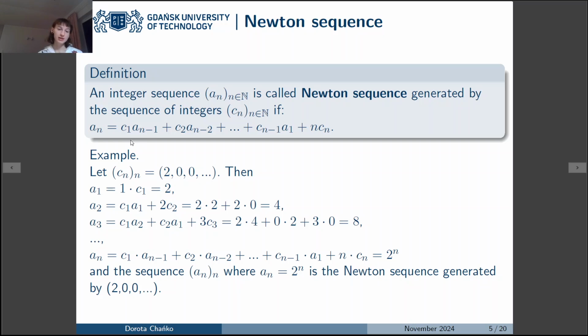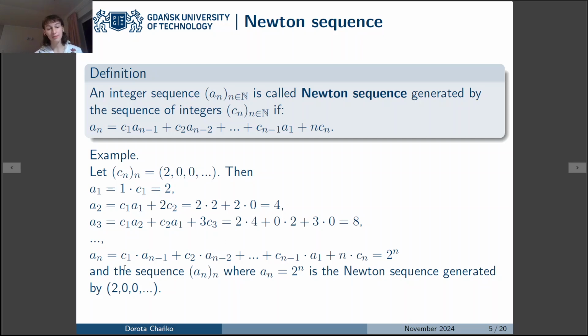So let's take a look at the example. Let cn be the sequence 2, 0, 0, and so on. Then we can generate Newton sequence in such a way that a1 is just 1 times c1, it's 2. a2 is c1 times a1 plus 2c2, so it's 2 times 2 plus 2 times 0, which is 4, and so on.